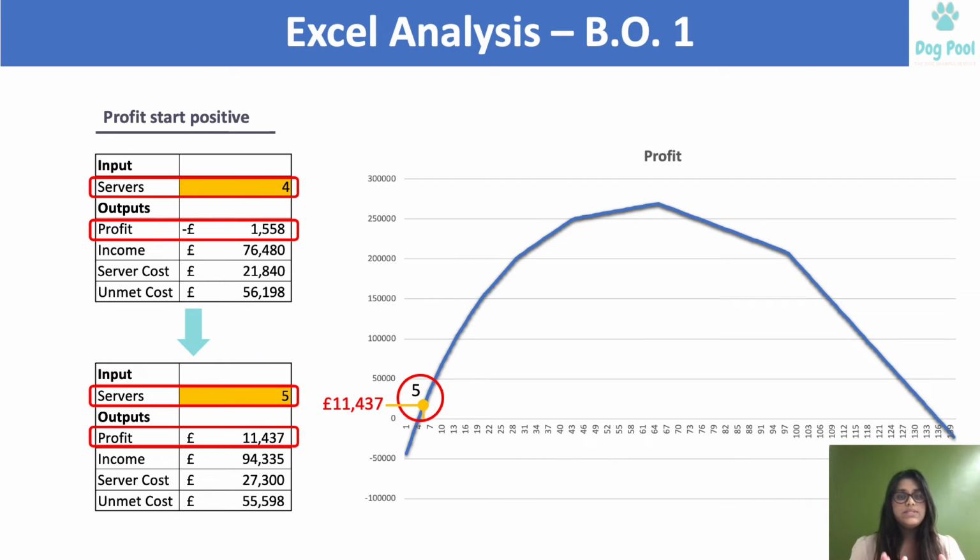So as can be seen from the graph, 5 servers is the minimum that we would recommend for Dogpool. The profit that you would get would be a positive profit enough to sustain operations. And this is the number that we would recommend that you start from if you want to go for a safe strategy.